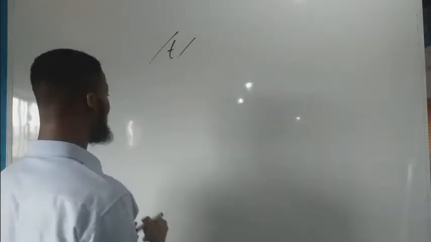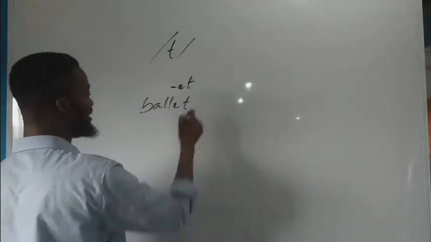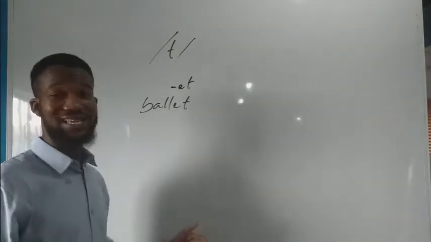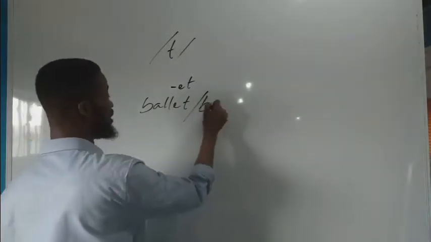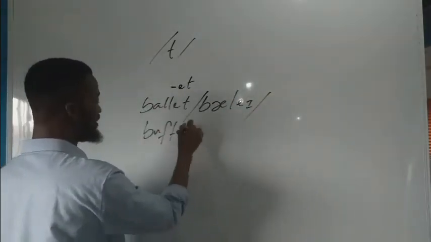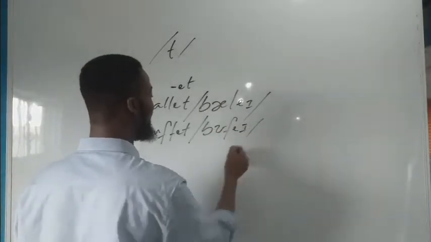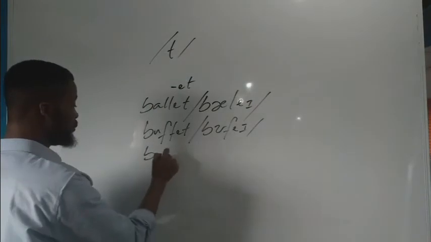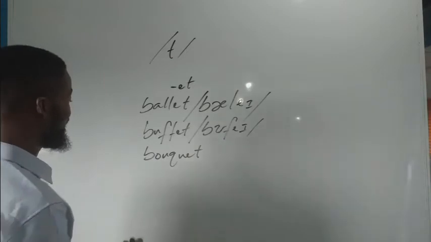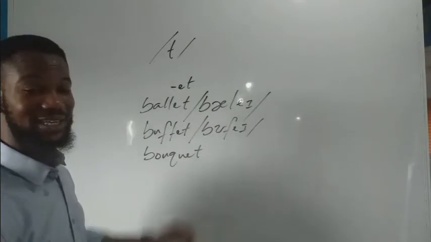Watch out for certain French words that end in ET. A word like BALLET is a word of French origin. As a result, ET is pronounced as A. This word is pronounced as ballet. We have other words like BUFFET. This is pronounced as buffet. We have many more examples, like BOUQUET. This is called bouquet, and so on and so forth. So watch out, ET turns to A in certain words.